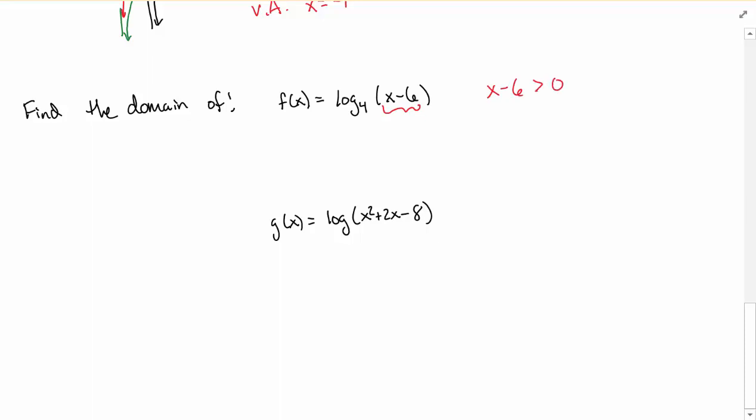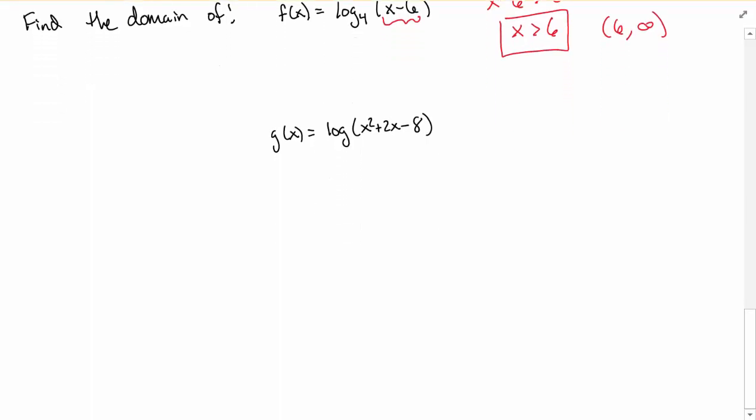So I need x minus 6 to be greater than 0. And if you solve that, that means x is greater than 6. So the domain of this is x is greater than 6, which is an open 6 off to infinity if you write it in interval form. On this other one, g of x is equal to log of x squared plus 2x minus 8, well, that means x squared plus 2x minus 8 better be positive.